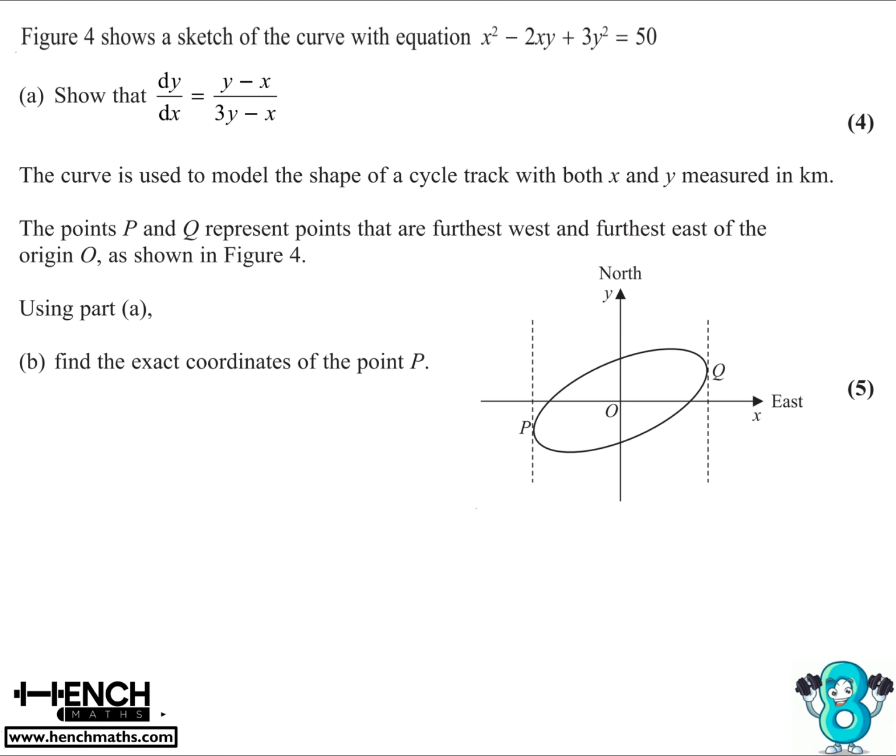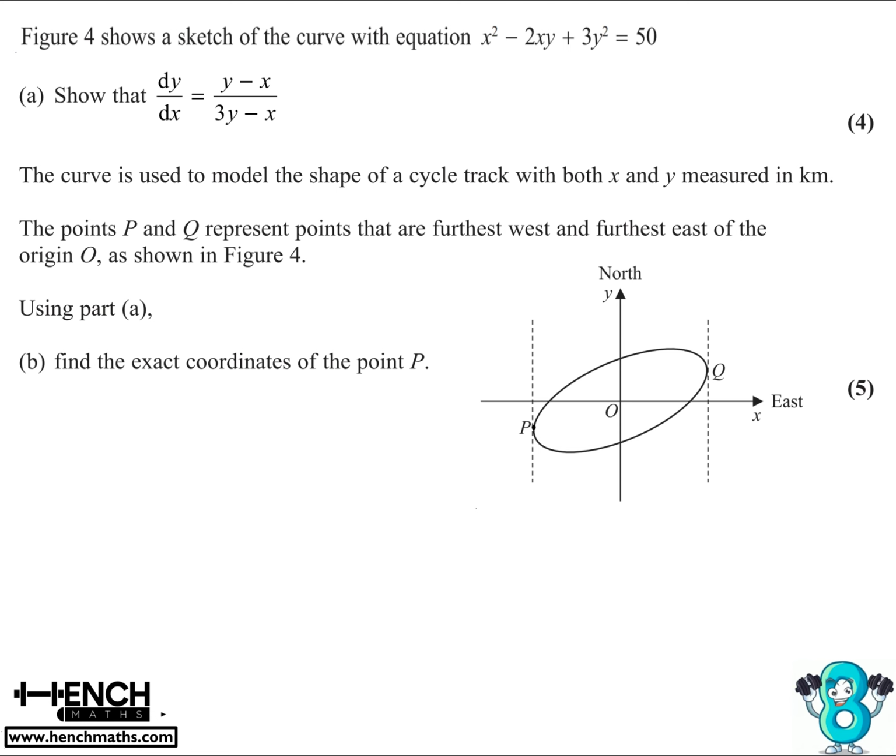Part B. The curve is used to model the shape of a cycle track with both x and y measured in kilometers. The points P and Q represent the points that are furthest west and furthest east of the origin, so you can see that in the diagram. Using part A, find the exact coordinates of P. So this point over here, P, is what we're trying to find.